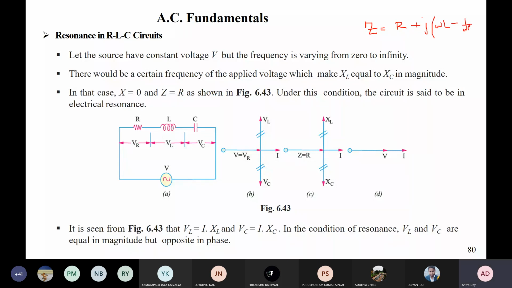Or if we want to write it in terms of frequency, we can write it as R plus j into (2 pi f L minus 1 by 2 pi f C), if we really want to write in terms of frequency. So omega is the angular frequency, therefore it is 2 pi f, and f is the frequency in hertz. Okay, so now if we gradually increase our frequency, then what will happen?